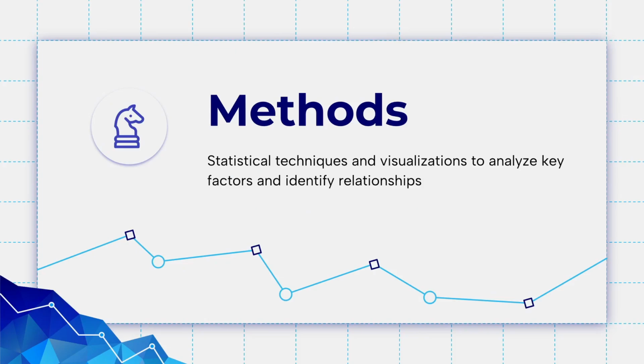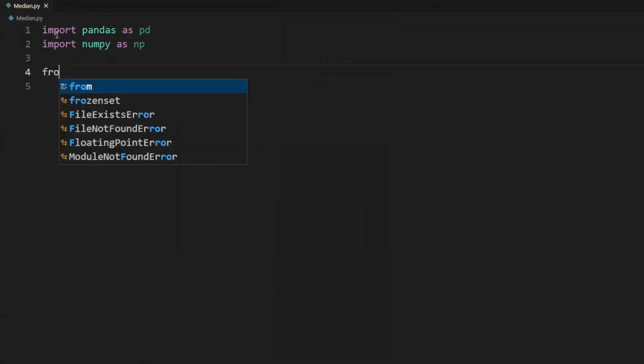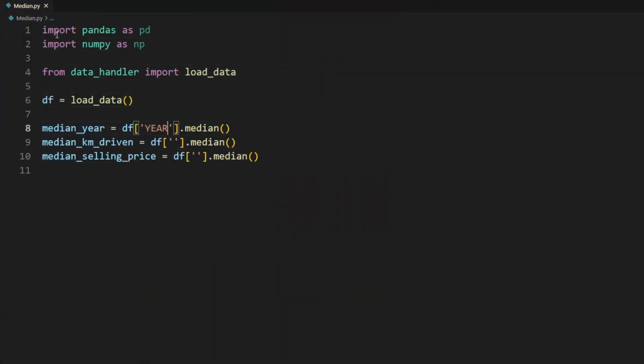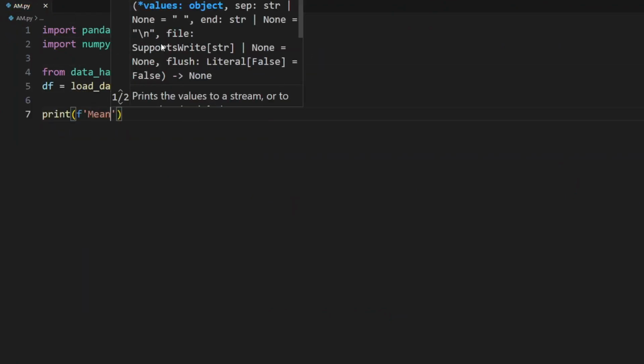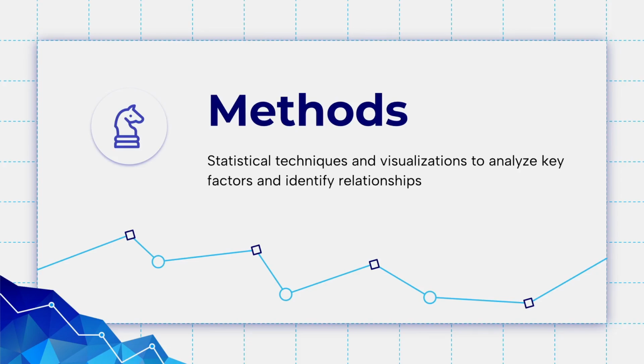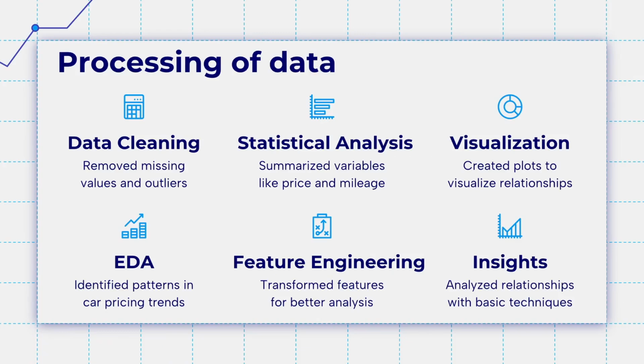Now let's discuss the methods we used. Statistical analysis was at the core of our project. First, we summarized the data, calculating averages and medians for key variables like price and mileage. This helped us get a big picture understanding of the dataset. Next, we performed exploratory data analysis, or EDA. EDA involves visualizing and interpreting data to identify trends and anomalies. For example, we created scatter plots to study the relationship between mileage and price, and box plots to spot outliers in car pricing.